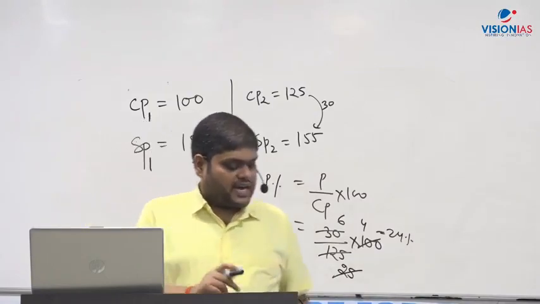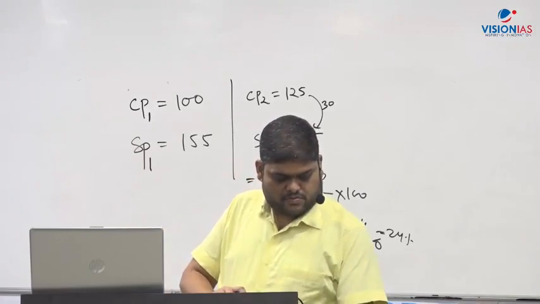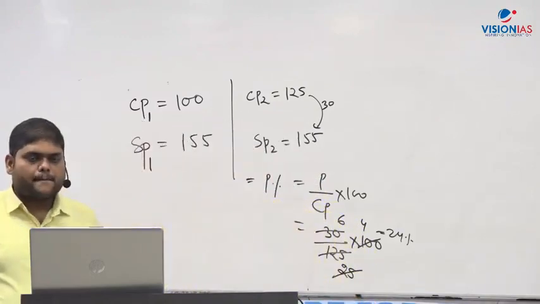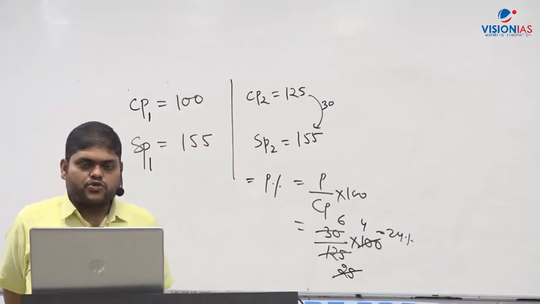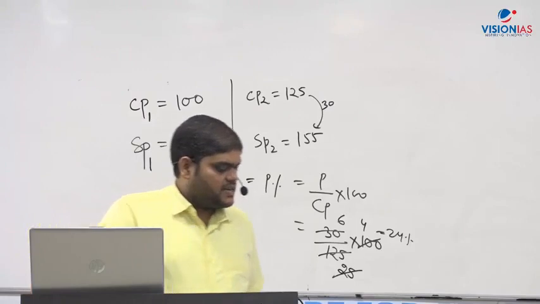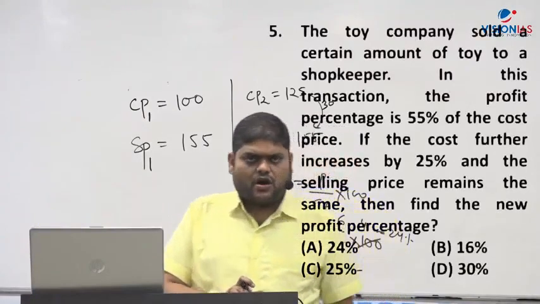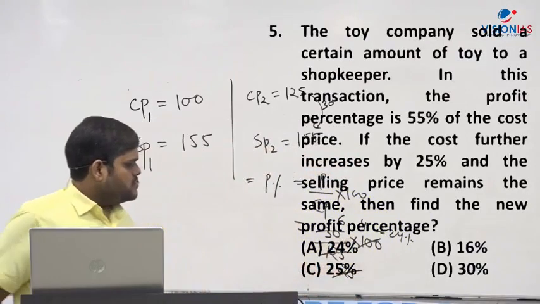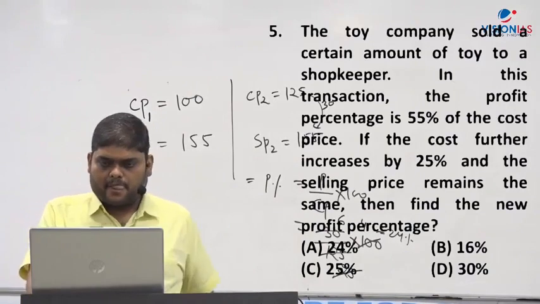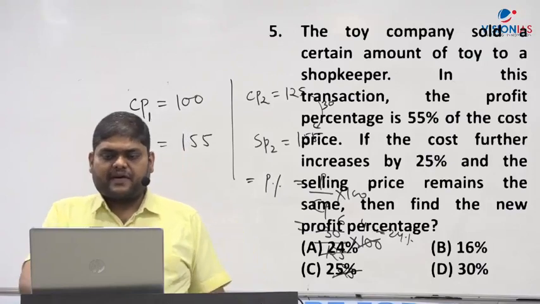Anybody who has a doubt, you can ask. Yes, whosoever was getting another option, like many are getting D. D option is 30%. No, that is wrong. The correct answer is 24%. I hope this is making sense. If anybody has a doubt, you can ask.